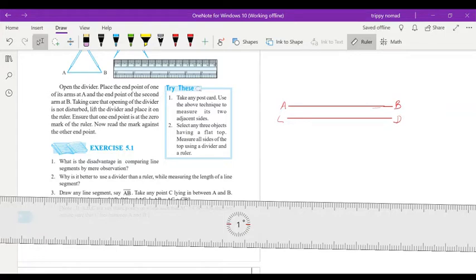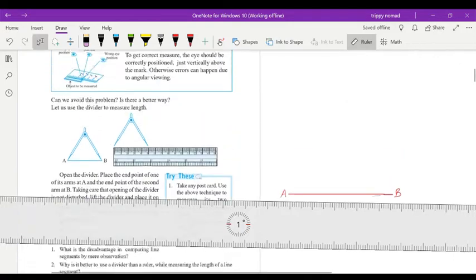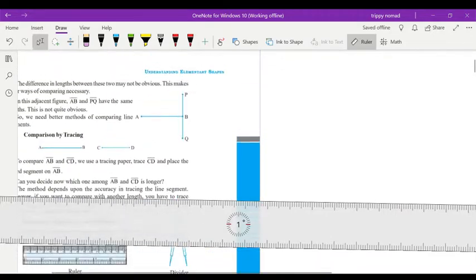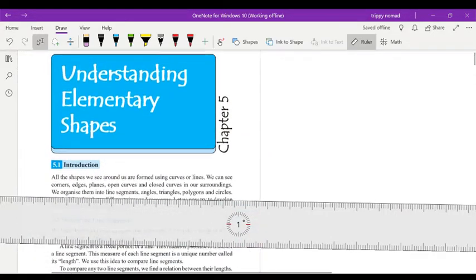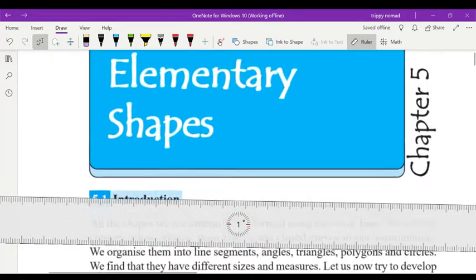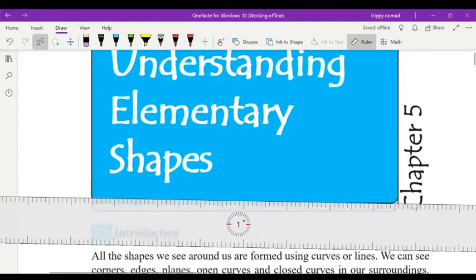Welcome back in math class, children. Today we are going to start a new chapter. The chapter name is Understanding Elementary Shapes. All of you have to open this chapter here. Understanding Elementary Shapes. Okay, chapter number 5.